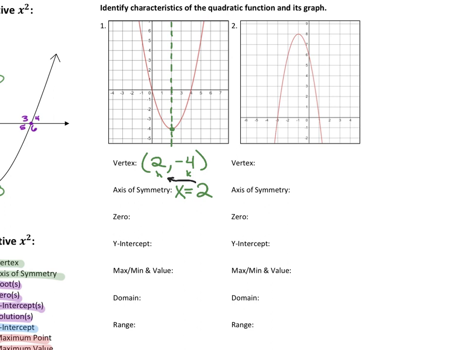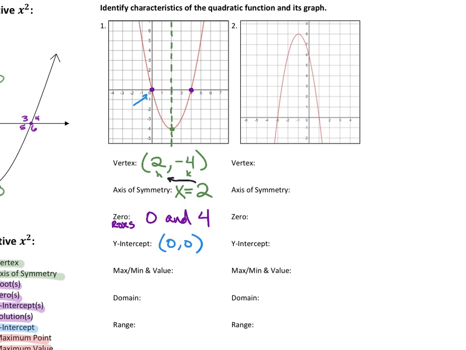Now my zeros, notice this time it didn't ask me for all of the x-intercepts, just the zeros. But we know that the zeros appear where the graph crosses the x-axis, right? Those are my x-intercepts. So it appears at 0 and 4. My y-intercept is where the graph crosses the y-axis. So I actually think it crosses at the same part as one of the zeros, and that's okay. It's the coordinate (0, 0).